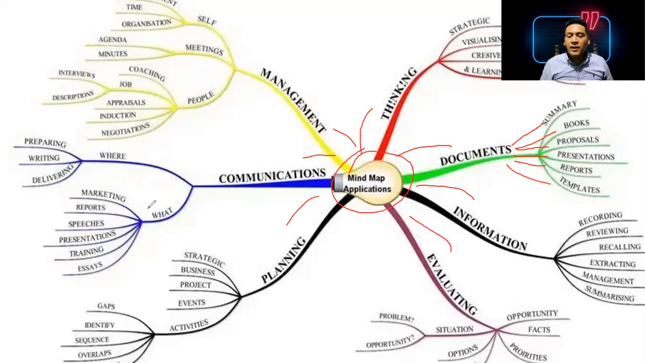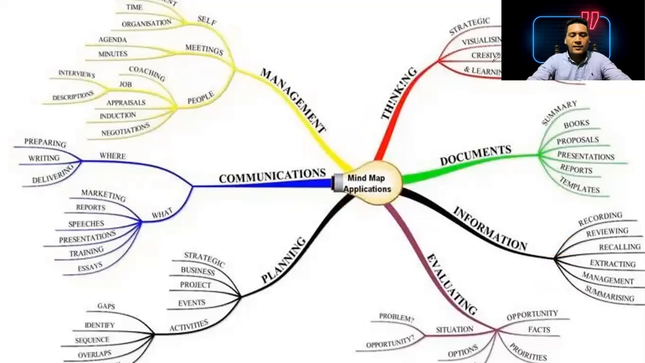Now, in information, we have recording, reviewing, recalling, extracting, management, and summarizing. Those are the categories that we have inside information. Okay, this is the mapping method. This is very easy, and I'm very sure that you understand how this method is built up, right? Now, let's continue.